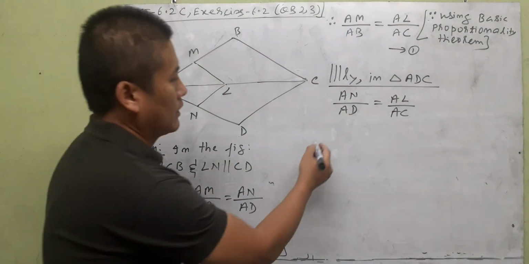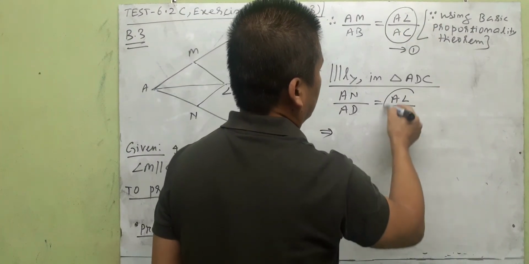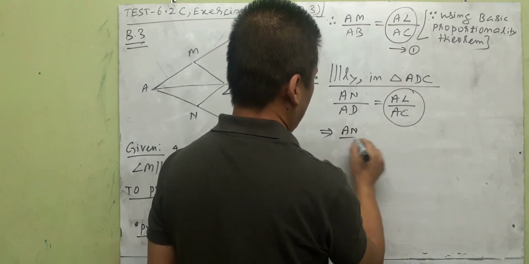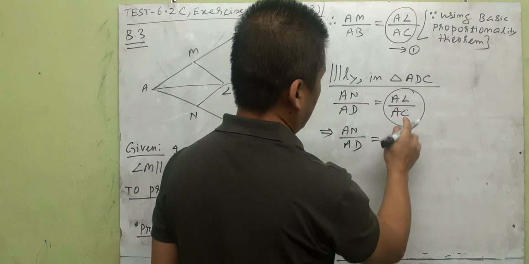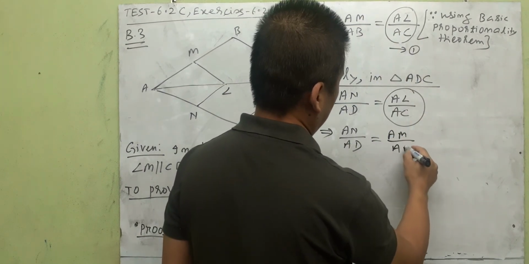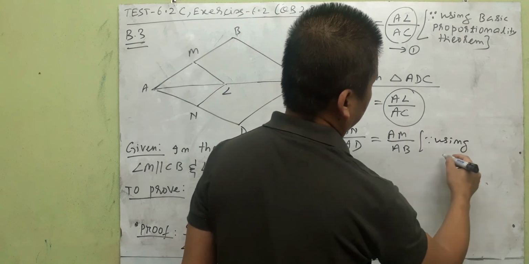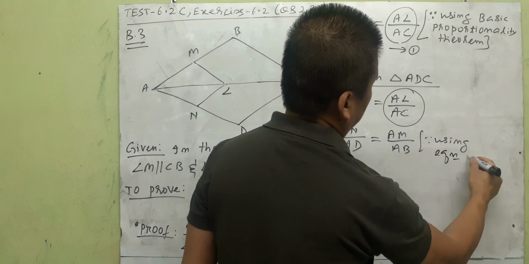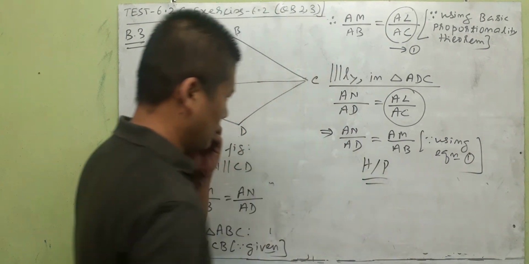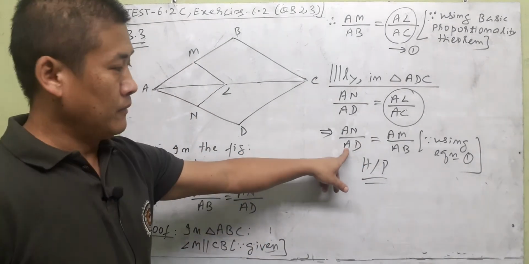Okay, now continue doing this. See here now, these two are same. So in place of this, you can put this one, AN by AD. In place of this, now you put AM by AB, using equation number 1. So now, hence proved. That's your answer. See, AM by AB here is equal to AN by AD. So that's how you do.